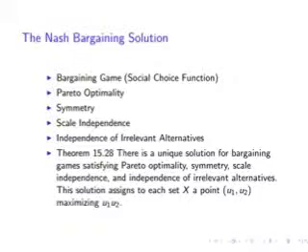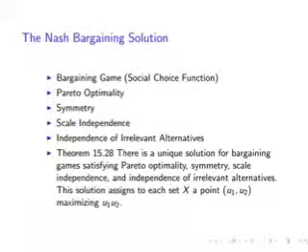Formally, Definition 15.27: a solution for the bargaining game, also known as a social choice function, is a function that assigns to each set X satisfying the above properties a single point phi of X, which is in X. We define the four properties of a solution as follows. Pareto optimality: phi of X is Pareto optimal, i.e. there is no point P in X with P greater than phi of X coordinate-wise.